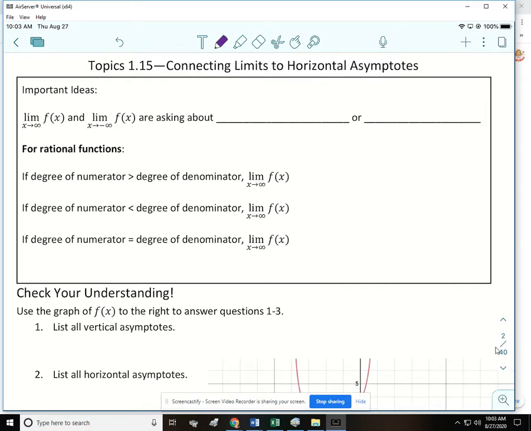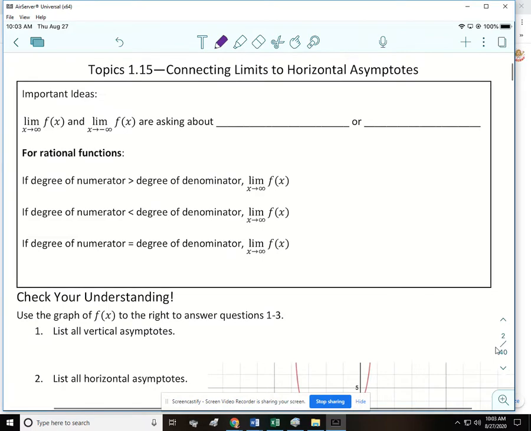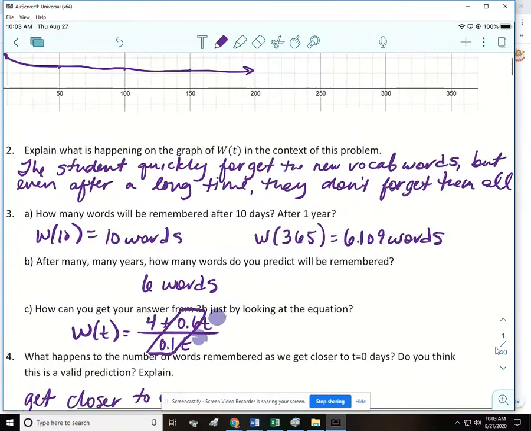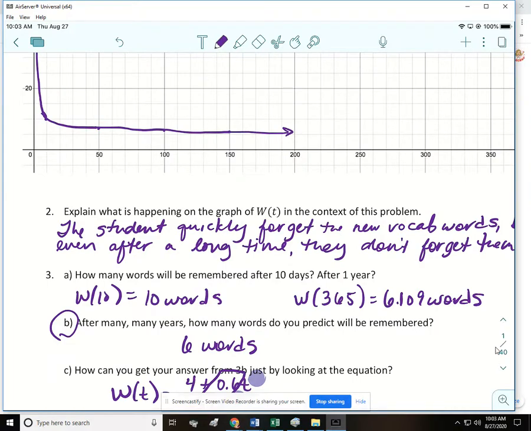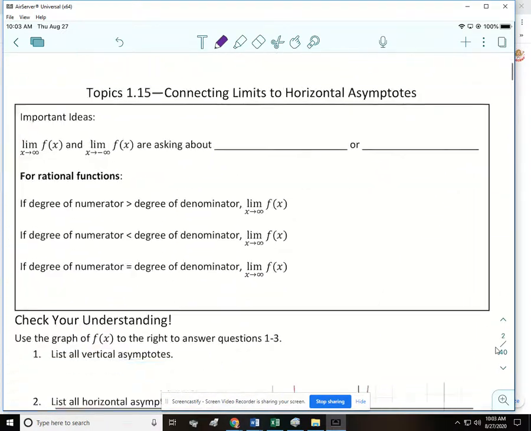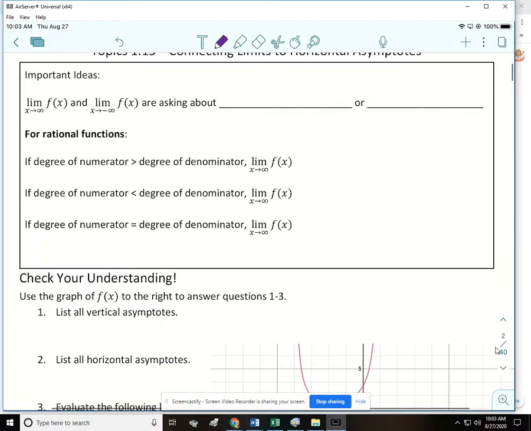So when you're finding the limit as x approaches infinity or x approaches negative infinity, which we're kind of doing with 3b, we're looking at what happens in the long term to the right. You're asking about end behavior or horizontal asymptotes.